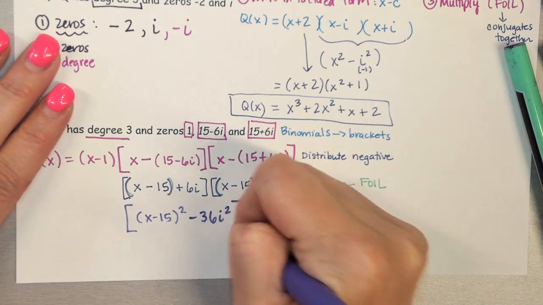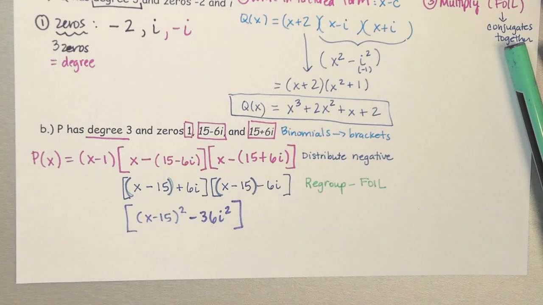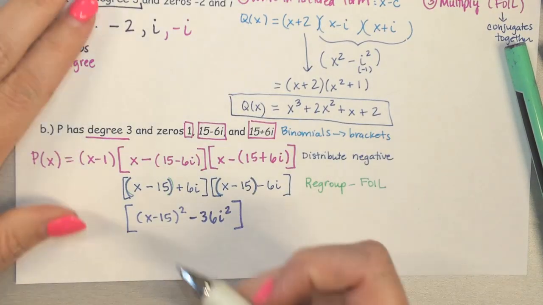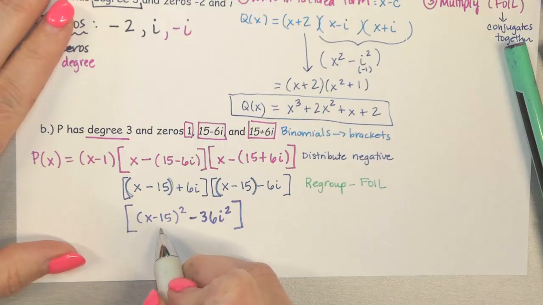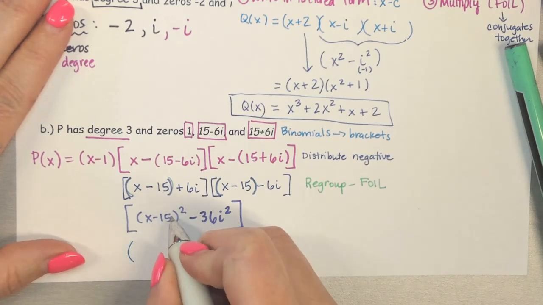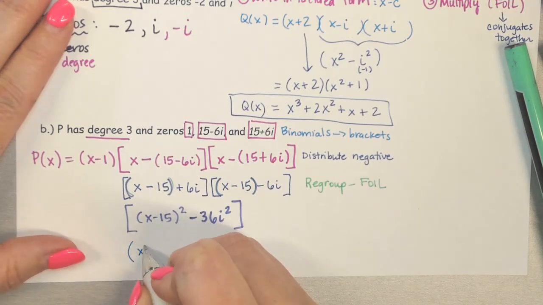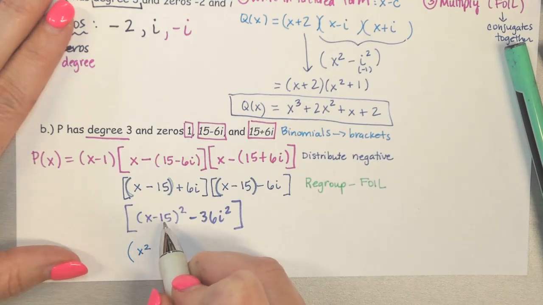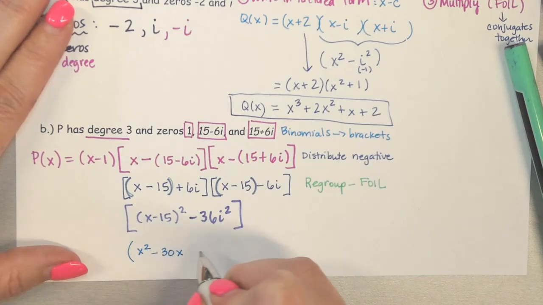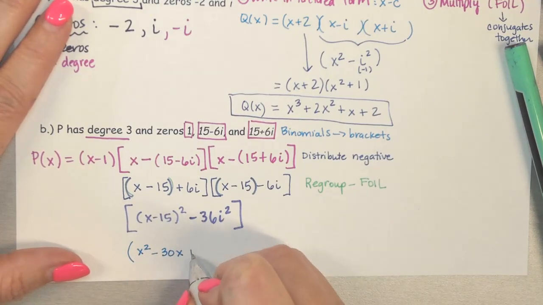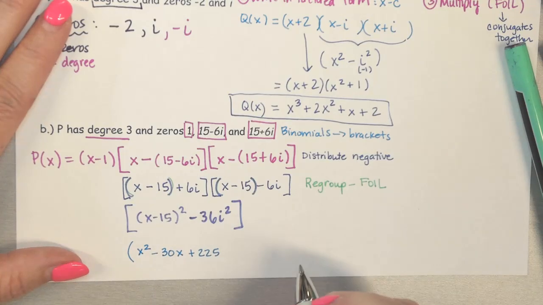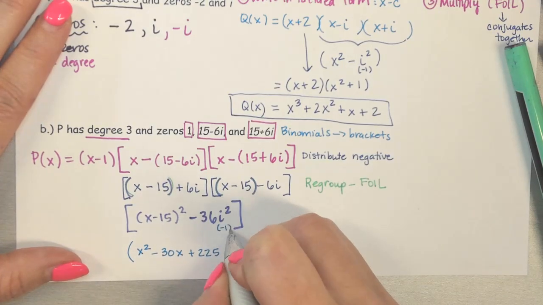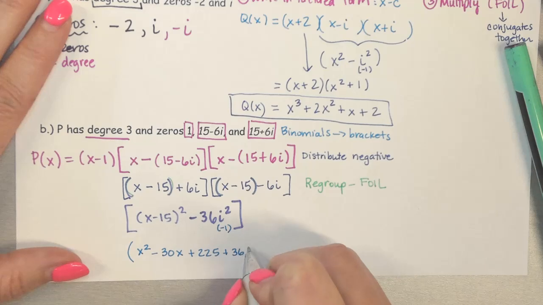Okay, and then we can continue to expand here. So x minus 15 squared, remember you don't distribute, you FOIL. Okay, this is a perfect square trinomial. x times x is x squared, negative 15x and negative 15x is negative 30x. Okay, and then 15 times 15 is 225. When you plug in the negative 1, you get plus 36.